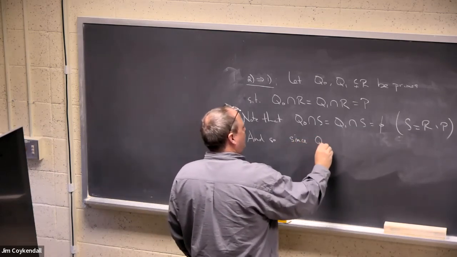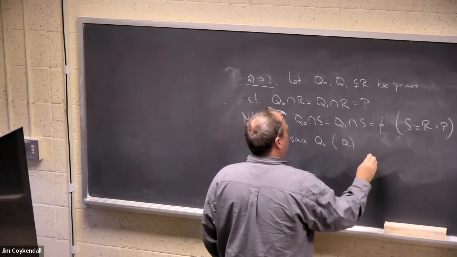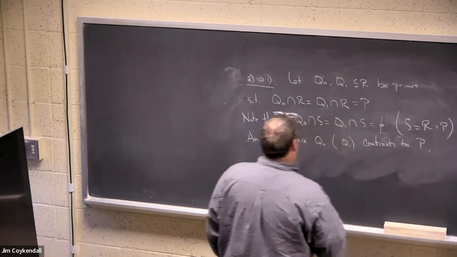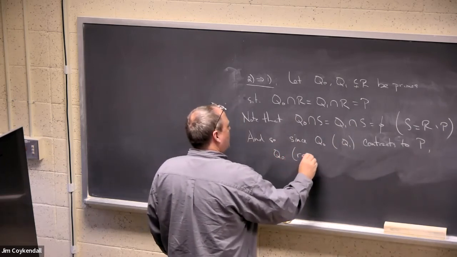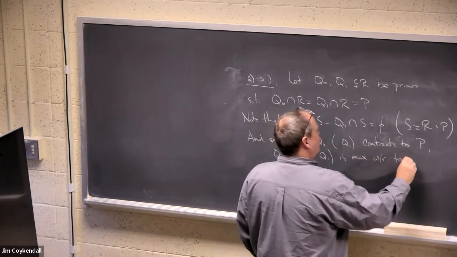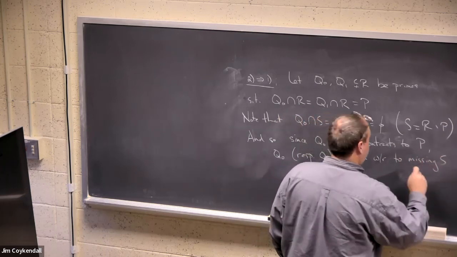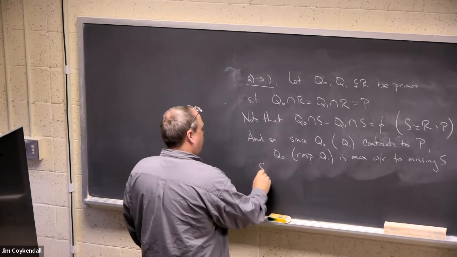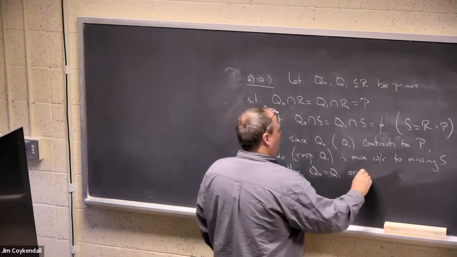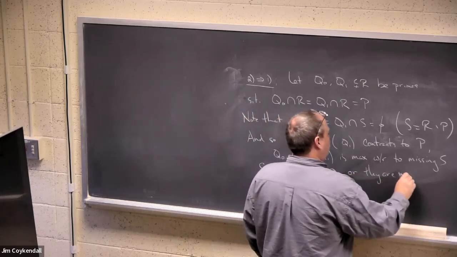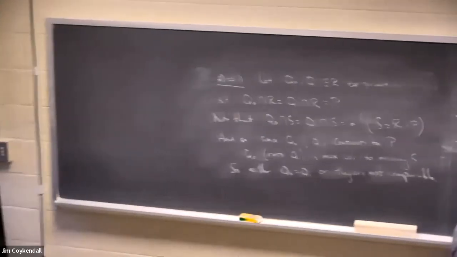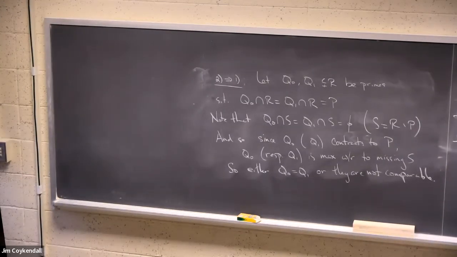since Q0, respectively Q1, contracts to P, Q0, respectively Q1, is maximal with respect to missing S. So either Q0 equals Q1 or they are not comparable by maximality. Okay, any questions on that?